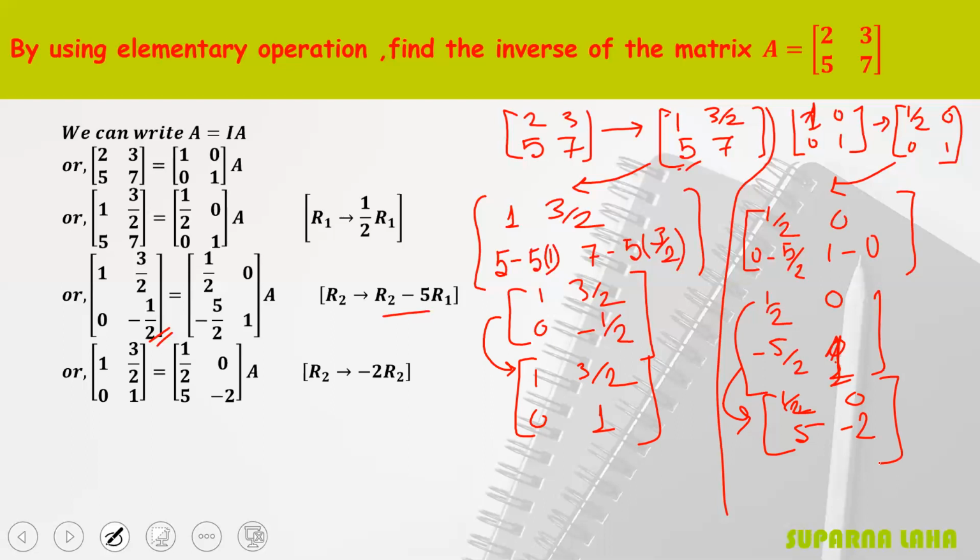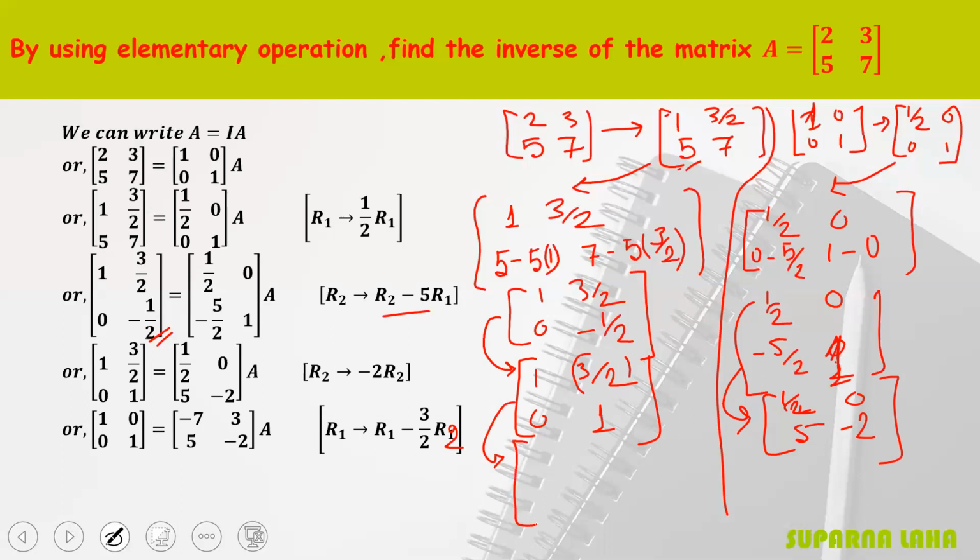The next work is to make this element 3 by 2 into 0. So what you have to use is R1 changed to R1 minus 3 by 2 R2. Correct this one: this will be R2, not R1. So apply this one: 1 minus 3 by 2 into 0, and 3 by 2 minus 1 into 3 by 2. That will be 0. I'm writing it directly: 0, 1.